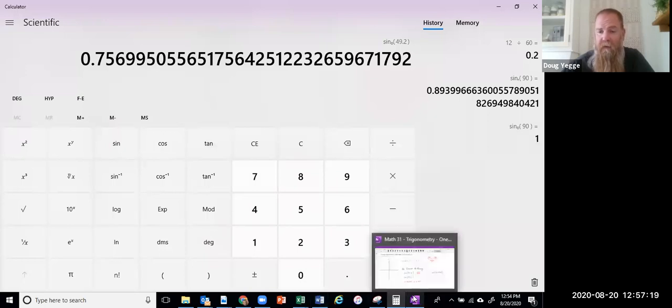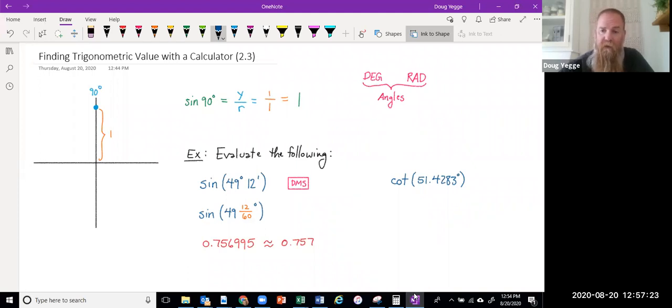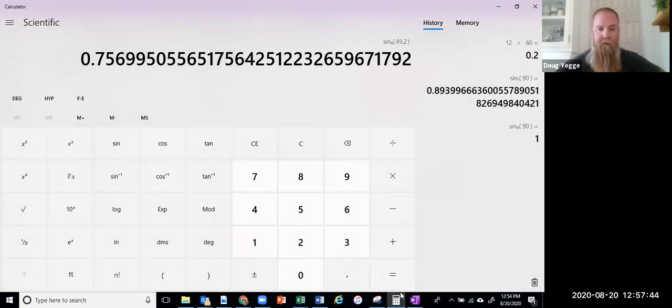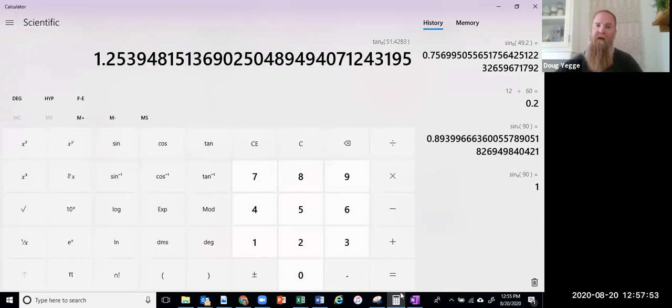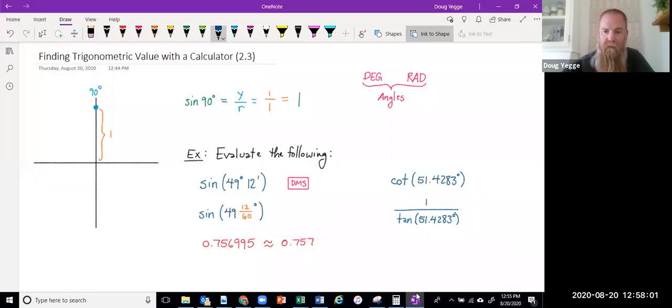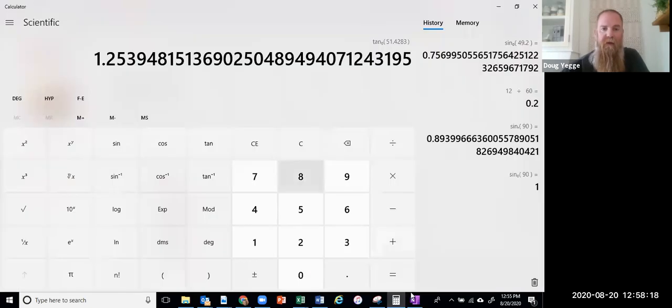The easiest way that I'll show you is by recognizing from an identity, sometimes you have to do a little bit of work first, that this is the same thing as 1 over tangent of that quantity. So I really just need to find what tangent of that angle is by using my reciprocal identity, and once I find tangent of that angle, I can take the reciprocal. So if I punch in 51.4283 and find tangent, now I've got a couple of options. I could go back and write out this value of 1.253948, and recognize that that's the denominator of my answer. Now I would have to take 1 and divide by that quantity.